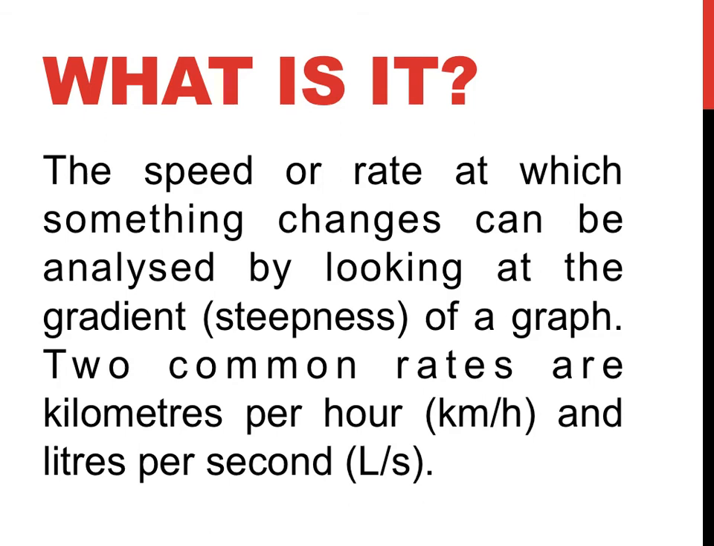The speed or rate at which something changes can be analysed by looking at the steepness of the graph, or the gradient. Two common rates that we get given are kilometres per hour and litres per second. So we're going to be looking at some graphs, analysing their gradient, and seeing what that tells us about the speed or the rate at which something occurs.